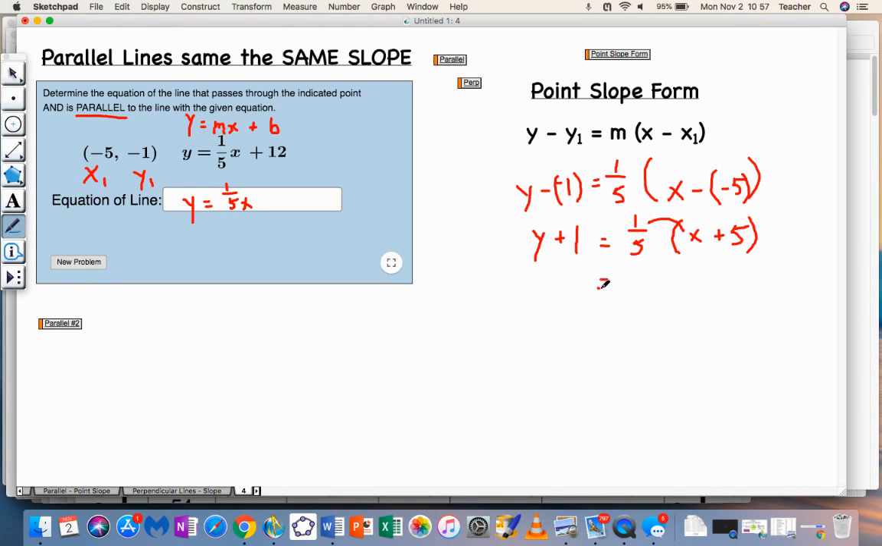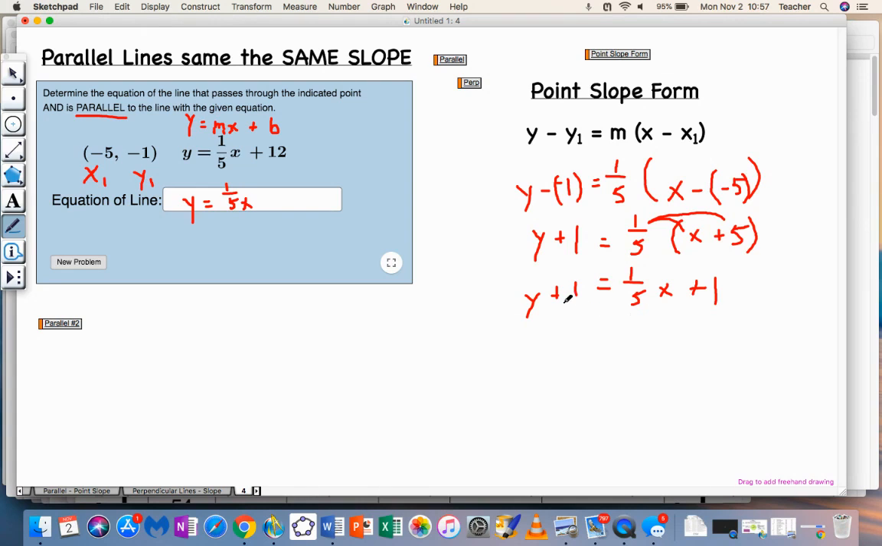So 1/5 x, excuse me, 1/5 x. 1/5 times 5, that is 1. And use your calculator if you're not very comfortable with fractions. And then I have the left side.